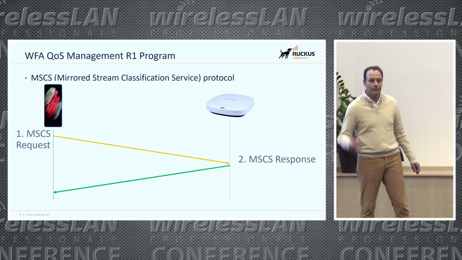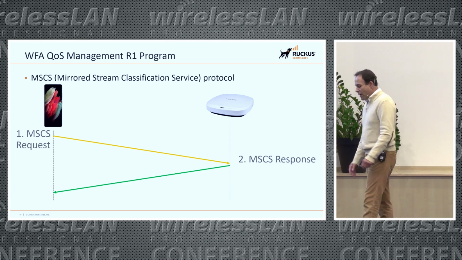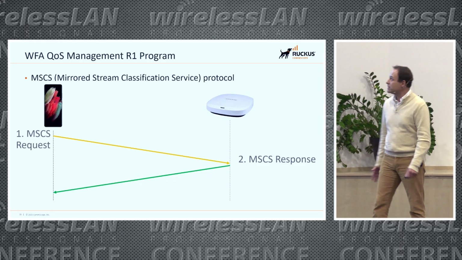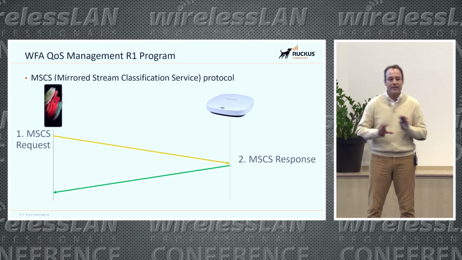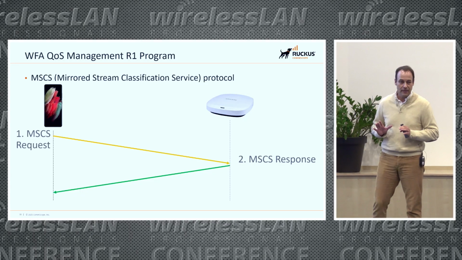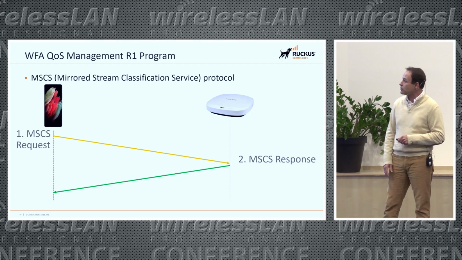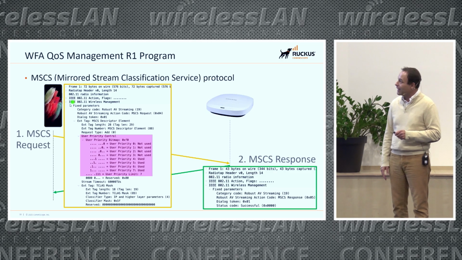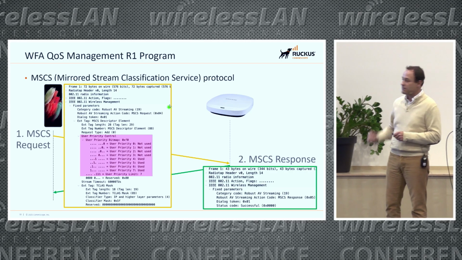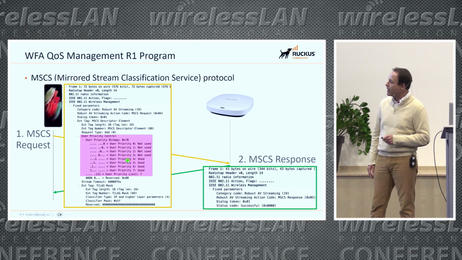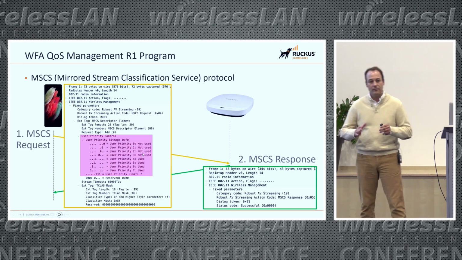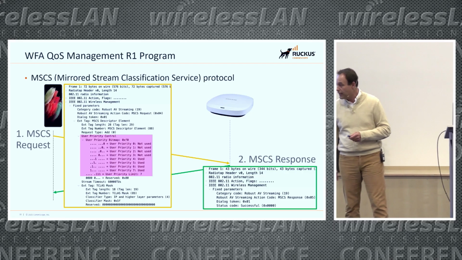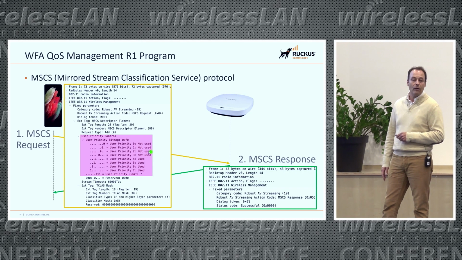Okay, how can we implement it? The Wi-Fi Alliance proposed in 2021 the QoS Management Release 1 program. And it's based on a very simple protocol. It is MSCS. It's just a request and a response. The request is just the client saying, hey, access point, I want you to mirror the QoS of these user priorities. In this example, it is 4, 5, 6, and 7. So please, mirror the QoS of those ones. And the access point just says OK or no.